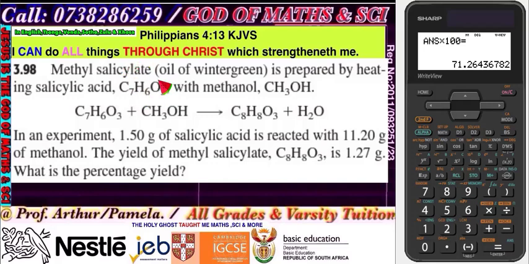Methyl salicylate, oil of wintergreen, is prepared by heating salicylic acid, which is this one, with methanol, that one there. There's the equation there. Now they tell me in an experiment, 1.50 gram of salicylic acid, which means the first one. So they're giving me the grams, it's 1.50 gram. And then it's heated with 11.2 gram of methanol, that one there. So the gram here is 11.20.